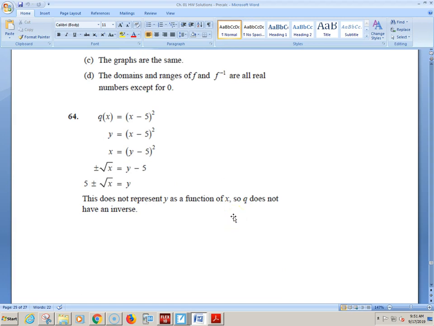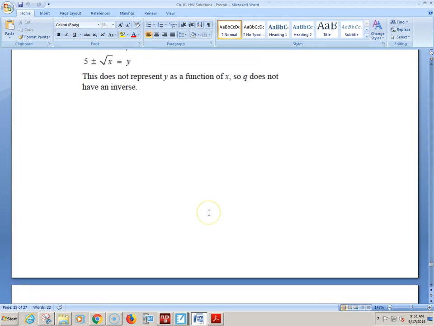Number 64, check it. Did you get plus and minus? In solving, you should have square rooted, gotten an absolute value, which would have moved the plus or minus, and then we would have got to say it's not invertible. It doesn't have an inverse function. I can show you the inverse relation. I can show you the inverse as two functions. But I cannot show you f inverse of x because it fails the function test.